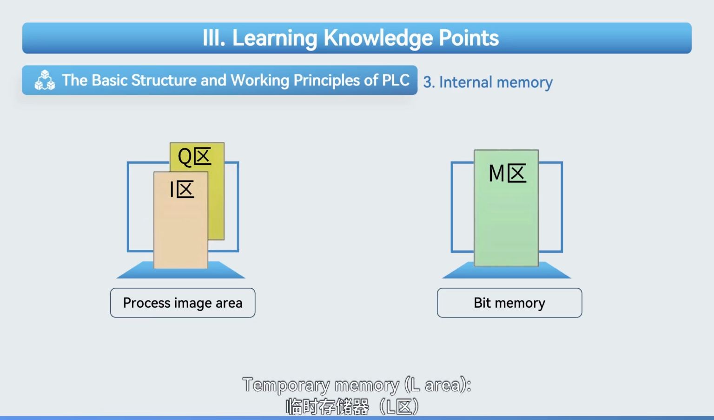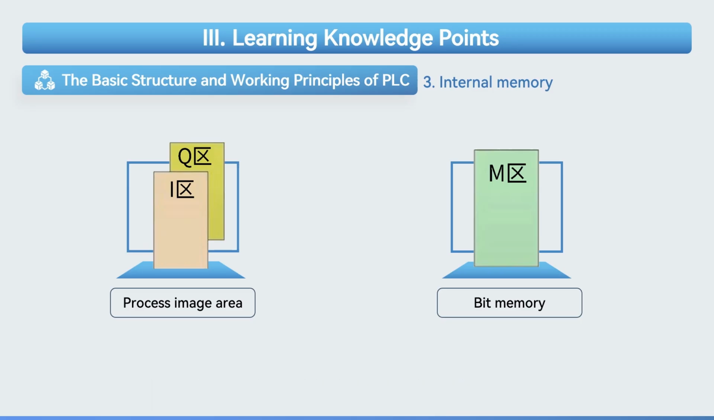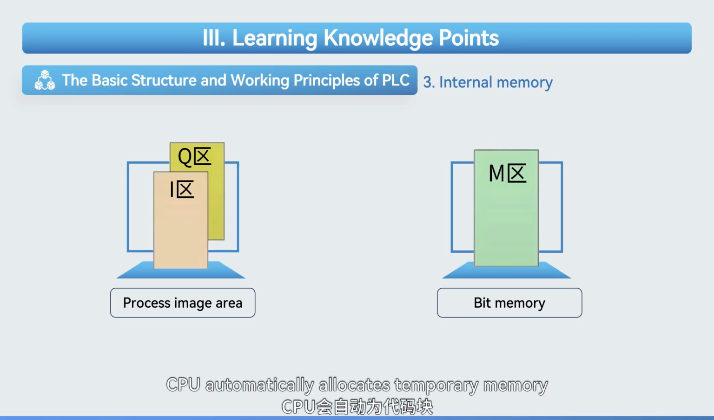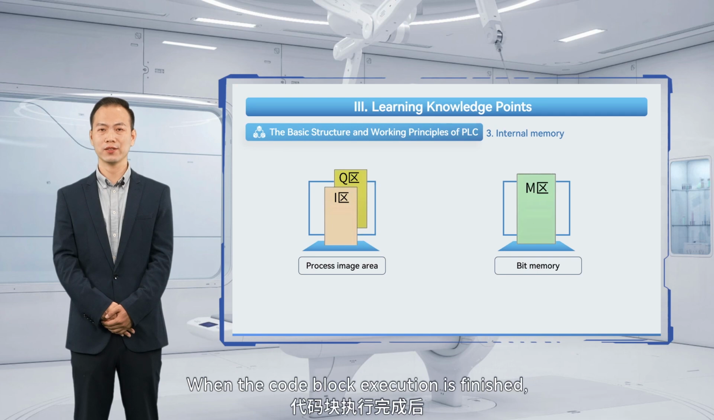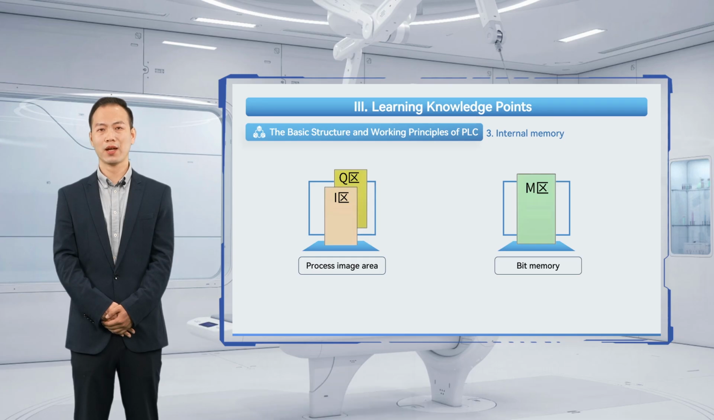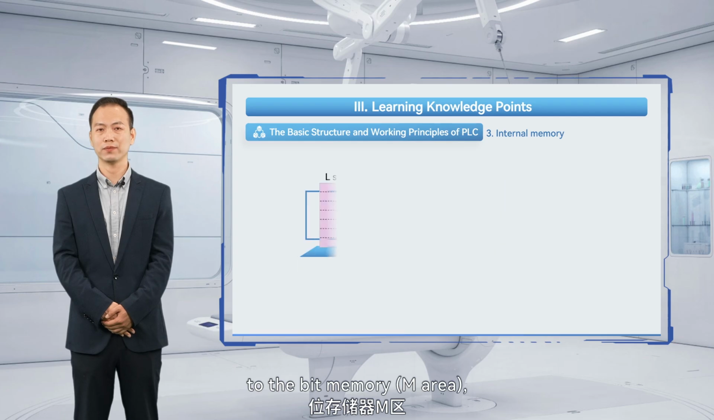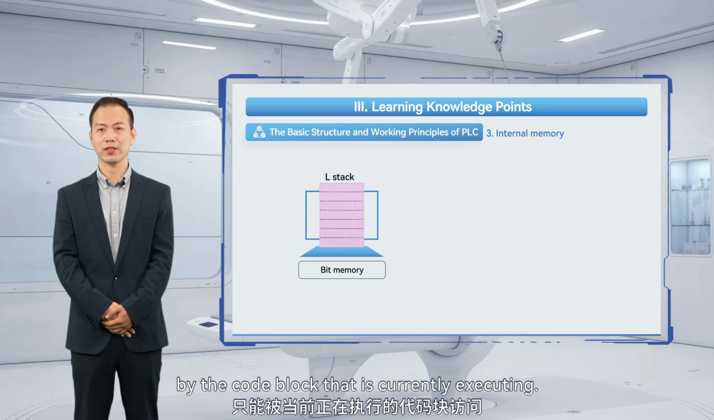Temporary memory, L area. Temporary memory is used to store the temporary data during program processing. When a code block is invoked, the CPU automatically allocates temporary memory for the code block. When the code block execution is finished, the CPU releases the temporary memory for use by other code blocks. The temporary memory is similar to the bit memory, M area, yet it's local and can only be accessed by the code block that is currently executing.